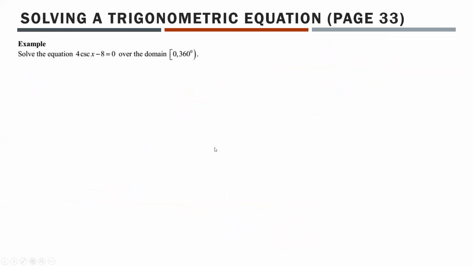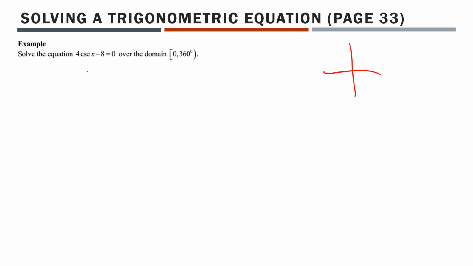Next up, solving a trigonometric equation. This is on page 33 in the note booklet. Solve this equation: 4 cosecant x minus 8 equals 0 over the domain 0 to 360. Finally, a normal looking domain, right? So in other words, we could be anywhere within this whole domain here. Basically, bottom line, when you're trying to solve a trig equation, you need to first get your trig ratio all by itself. Okay, so always get that trig ratio completely by itself first.